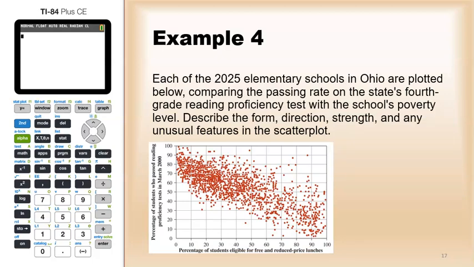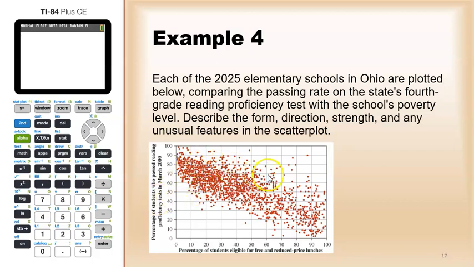And one more. Each of the 2025 elementary schools in Ohio are plotted below, comparing the passing rates of the state's fourth grade reading proficiency test with the school's poverty level. So essentially my horizontal axis is percent of students eligible for free or reduced price lunches. So the schools that are over here on the right are essentially high poverty level. The schools here on the left are essentially low poverty level.